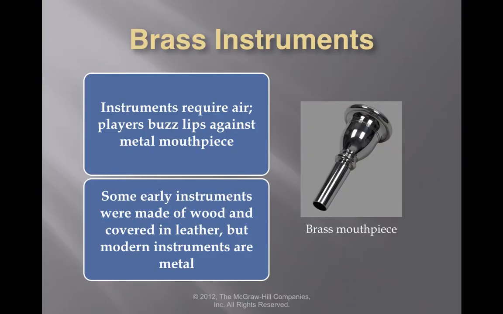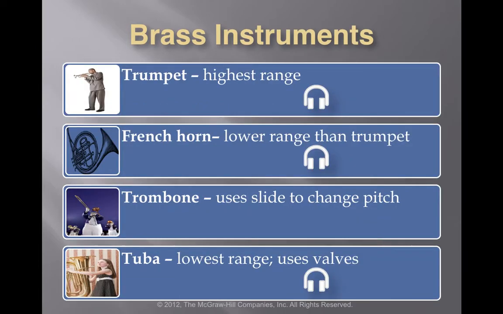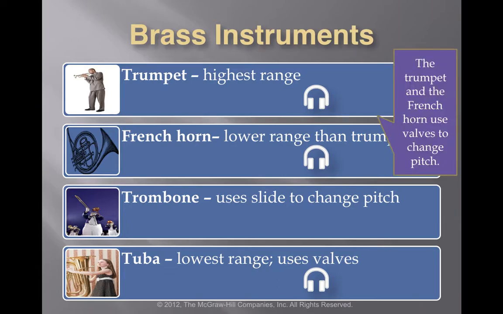Brass instruments, the next family that we will be discussing, create their sound by vibrating their lips inside a conical mouthpiece, and then that sound is amplified through the horn to get a brass sound. And these four instruments are arranged pretty much in range order, from trumpet, the highest, down to tuba, the lowest. Here are your sound examples.